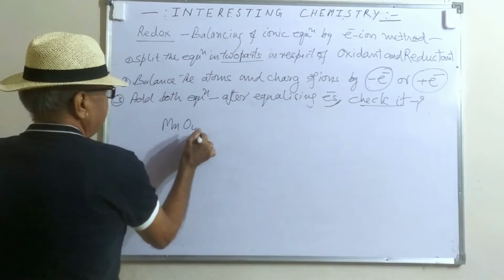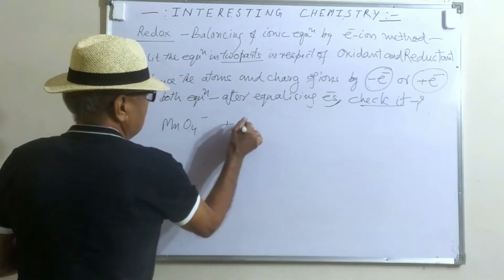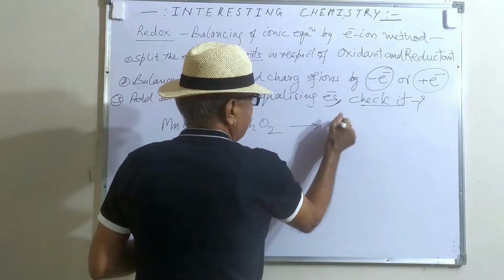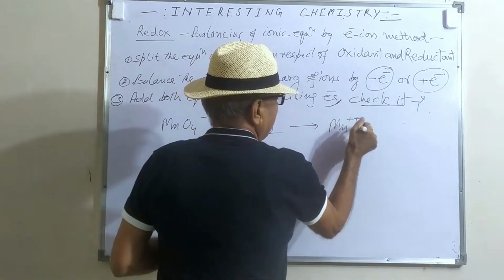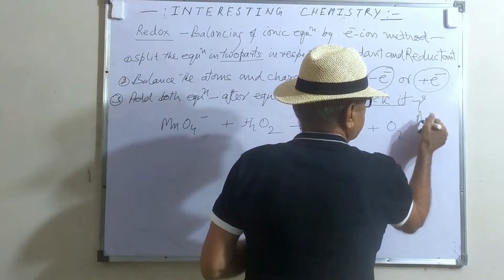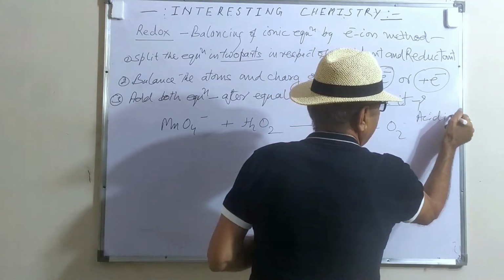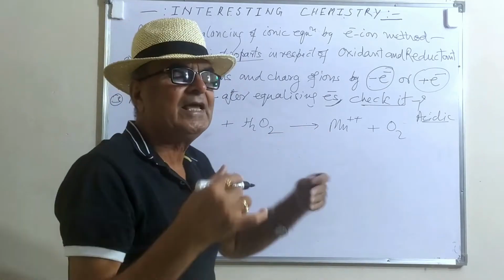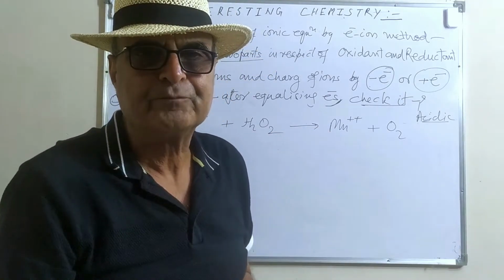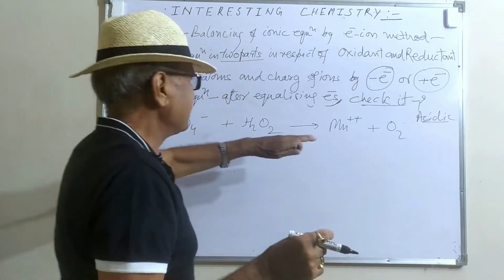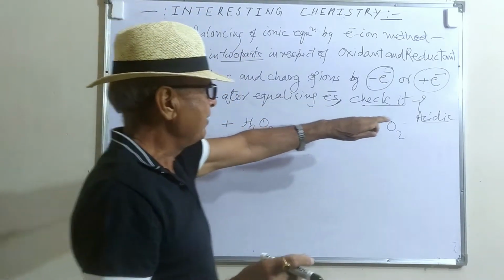Permanganate MnO4 plus S2O2 gives Mn double positive plus O2 in acidic medium. And the same equation I will tell you in the basic medium, but the product will be changed. The next example will come out of the basic medium.